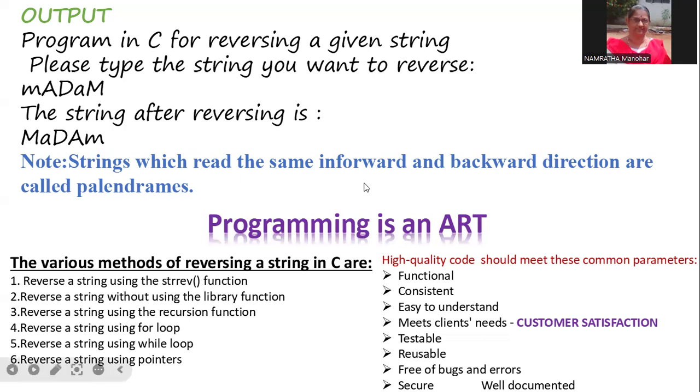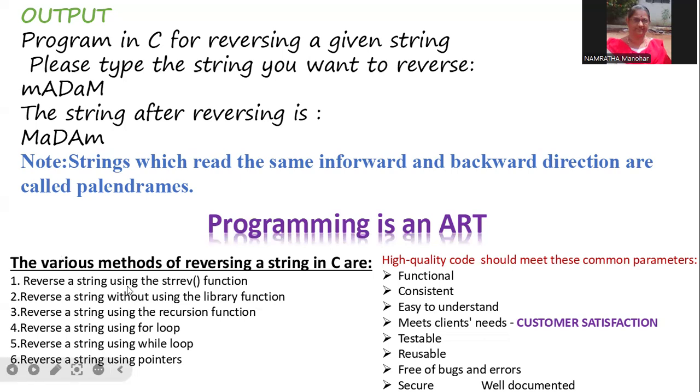in your competitive exams. Programming is an art. Now, why is programming an art? This I want to explain. There are various methods of reversing a string in C. Or rather, to write any program, there are various alternative logics. What are the logics, in this particular case, I'm saying?